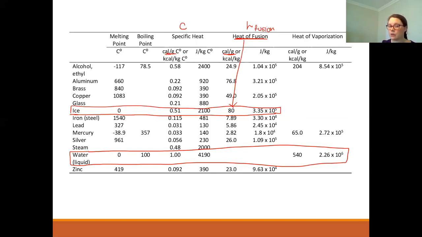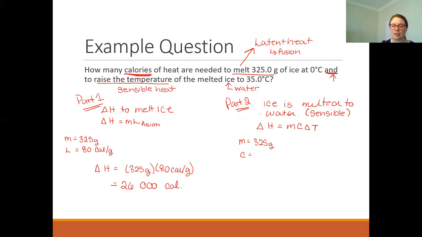We want calories in grams. So we're going to look all the way down our chart here, and we're going to take this value. We're going to take 1 calorie per gram. So, oops, I keep wanting to go to the next slide instead of backwards to the old one. So we have 1 calorie per gram per degree Celsius. Our change in temperature is equal to 35 minus 0, which is 35 degrees Celsius.